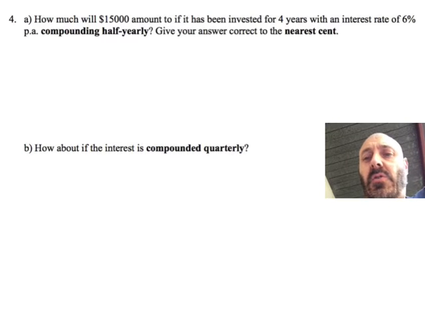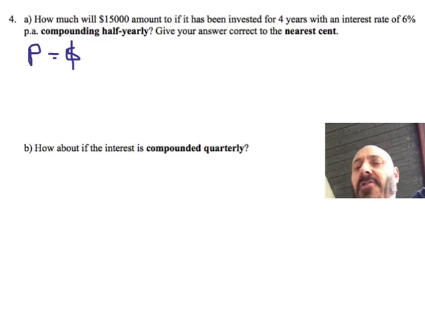Hopefully you get $1,934.78. And as you can see, there's about an extra $33 in it, depending on if you've compounded quarterly or half yearly.